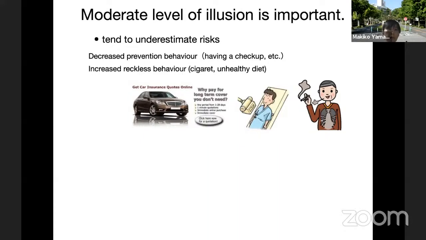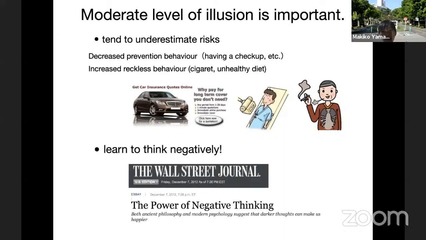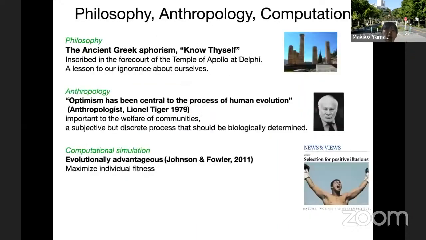Because if it's an extreme level of illusion, we tend to underestimate risks, such as decreased prevention behavior or increased reckless behavior. So sometimes it's said that we have to learn to think negatively. This is not a new feature of humans. Actually, in the ancient Greek alphabet, "Know thyself" was inscribed in the forecourt of the Temple of Apollo at Delphi as a lesson to our ignorance about ourselves.